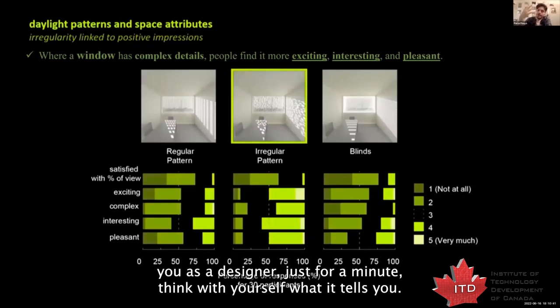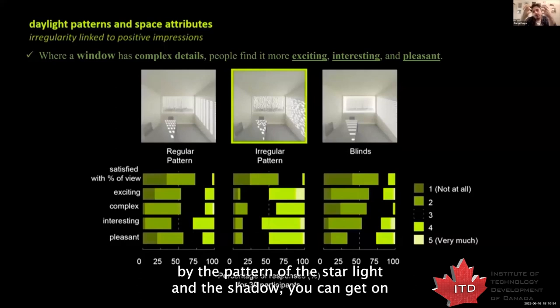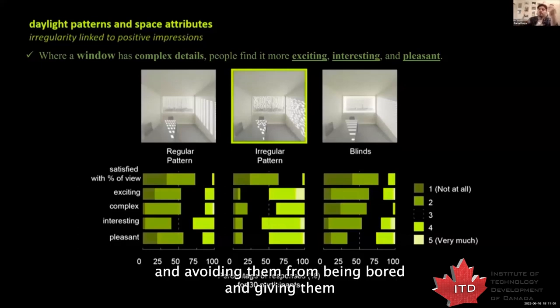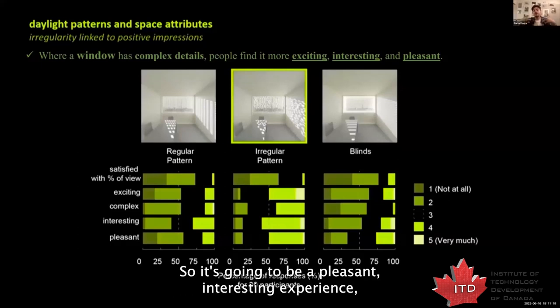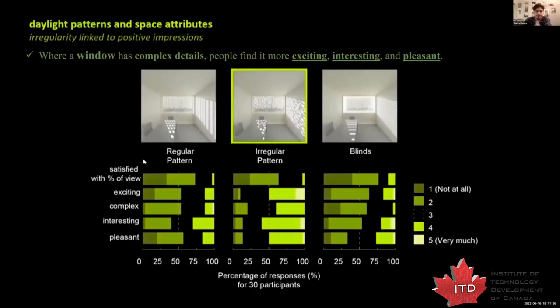What does it tell you as a designer? Just for a minute, think to yourself what it tells you. It tells you that even if your space is like a shoebox, by the pattern of sunlight and shadow you can get in the interior, you can make your users excited, keep them from being bored, and give them a different experience. So it's going to be a pleasant, interesting experience, not a boring place which you just want to escape from.